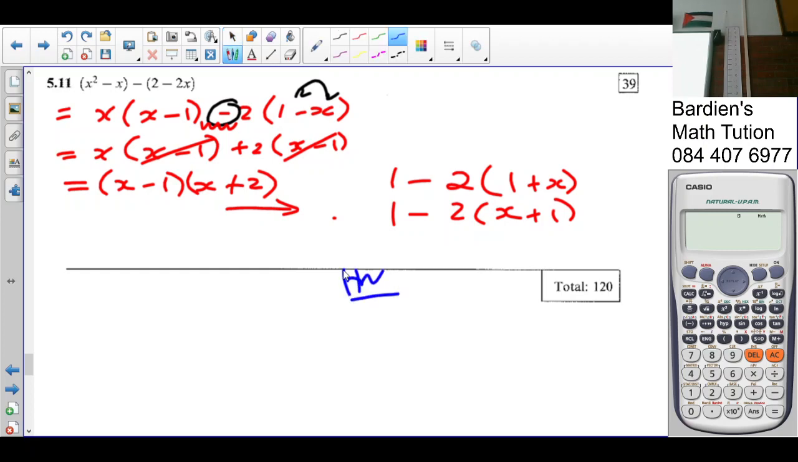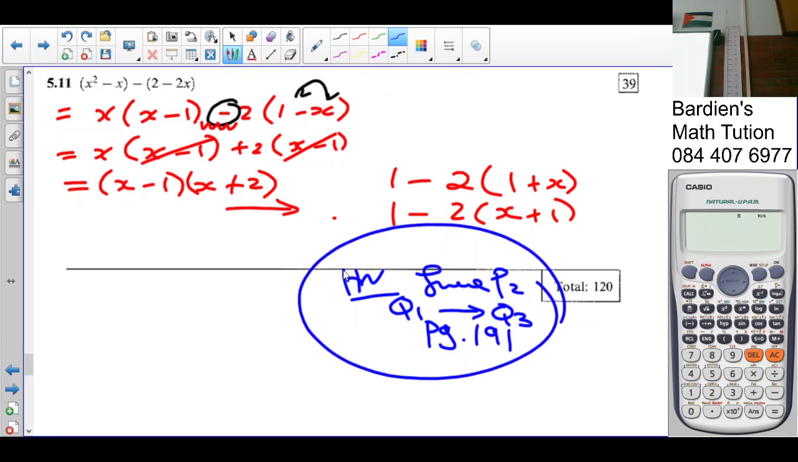So homework is June, paper 2, question 1 to question 3. And this is on which page? 90. Okay, I'll put that on the group, alright?